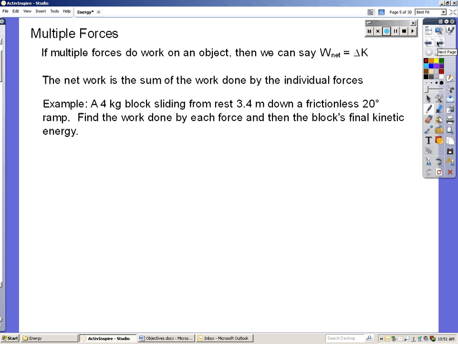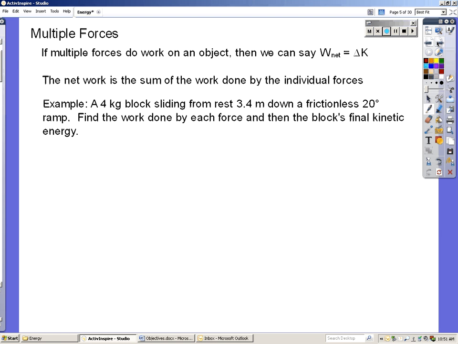Now, if you've got multiple forces that are acting on an object, each one might be doing work, and we have this thing called the net work, and it's the sum of the work that the individual forces do. It's pretty simple. Calculating net work is usually easier than calculating net force because work is a scalar, and adding scalars is something you learned in first grade.